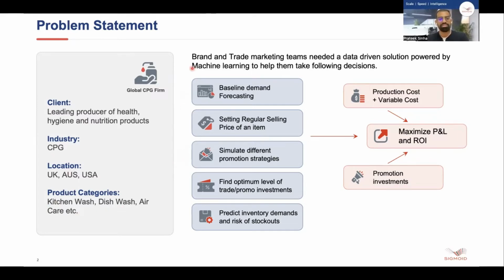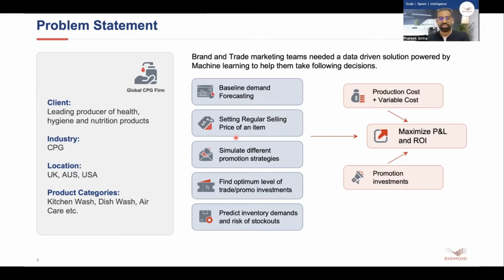Now let us look at the business problem that we are solving. The business problem was that the brand and trade marketing teams needed a data-driven solution powered by machine learning to help them take the following decisions. First of all, baseline demand forecasting, which is basically forecasting sales for items in future without the effect of promotions. Another decision was about at what price a certain product should be sold. And there were thousands of products, and taking decisions on all those products was difficult.